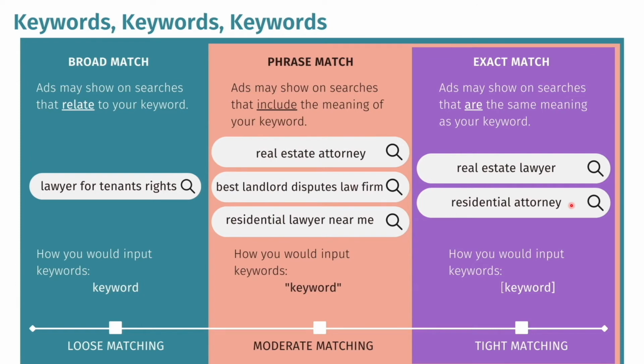Exact match used to be that your keyword had to exactly match what the person was searching. So real estate lawyer would have to be that. Your ad wouldn't populate for a property attorney because it's not that exact keyword. But now it's different. It has to have the same meaning. This has to include the meaning, and this has to relate.